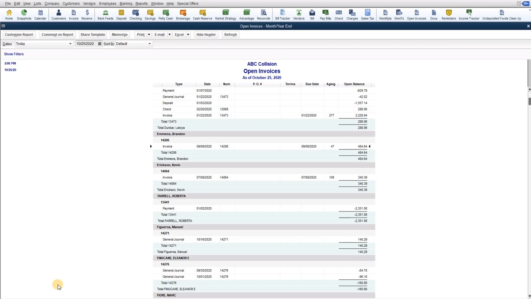Okay, now we're going to take a look at RO number 14206 that shows a balance of $484.64. Now initially, since this report is in October and this invoice is dated 9/8, this could easily be considered a true accounts receivable at this time, but still it needs to be checked to make sure that it's accurate.